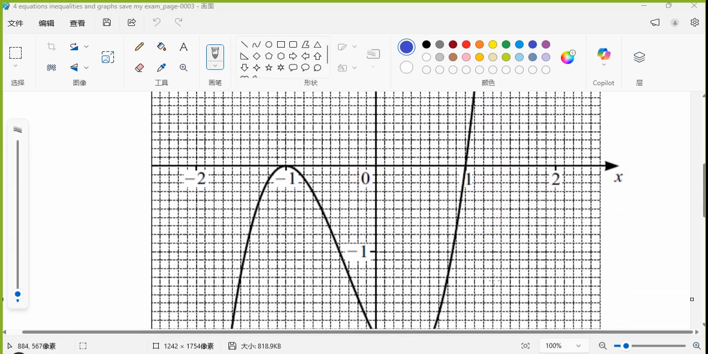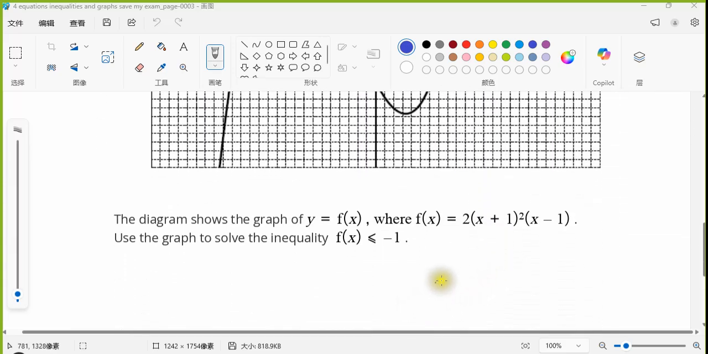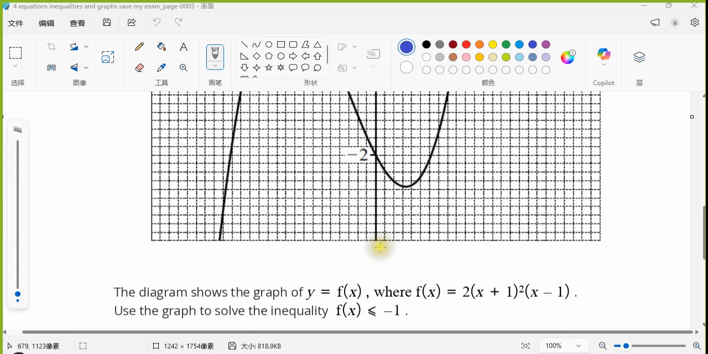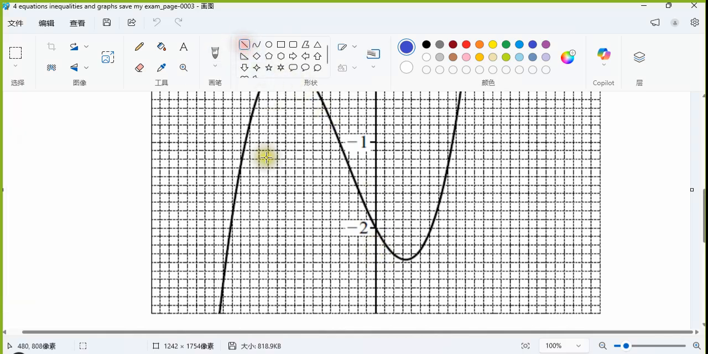Question number 2. The diagram shows the graph y equal to f(x). So f(x) is 2 times (x plus 1) squared multiplied with (x minus 2). Use the graph to solve the inequality f(x) less than or equal to negative 1. So negative 1 is here.